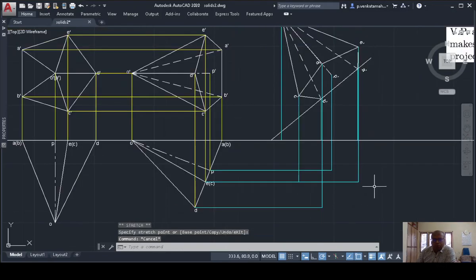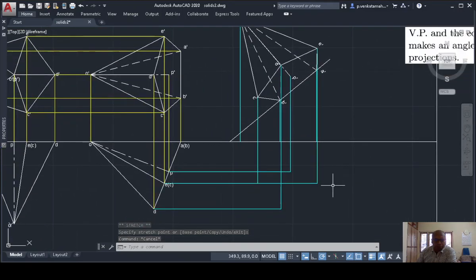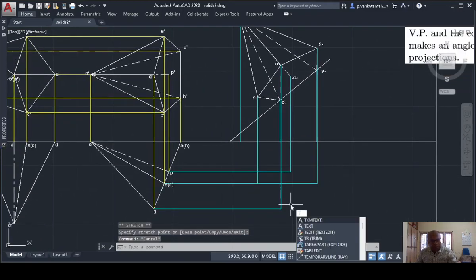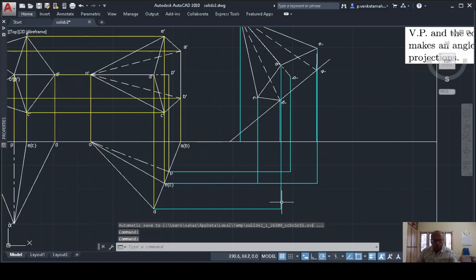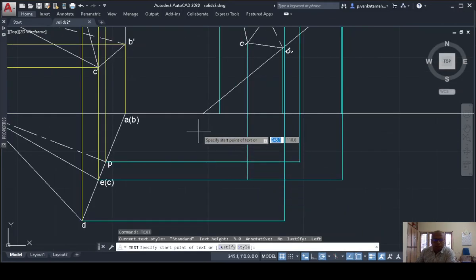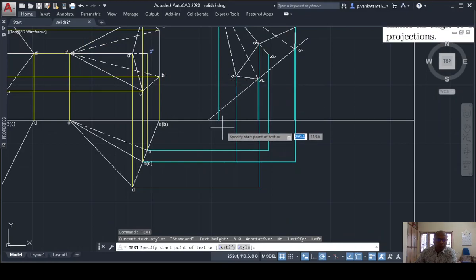Now what I have to do, I have to identify the points. So I will give text here, so I will change the color. I will go back to my white color, and the text I am using is single line text. So this is projection from O, and this is locus line from O.